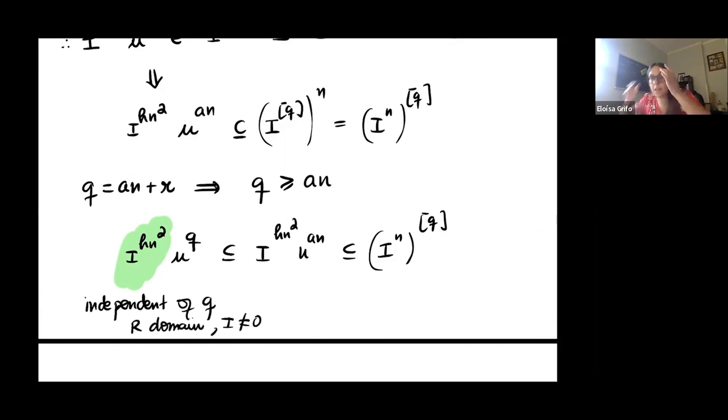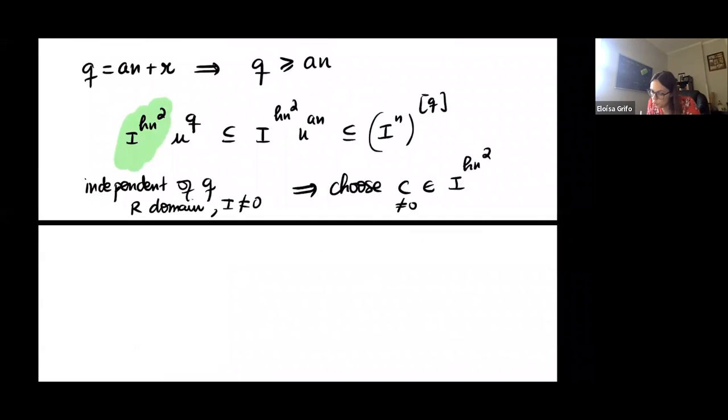I didn't put that in my assumptions, but I think we all agree that the theorem we're trying to prove is silly for a zero ideal. So we're not going to consider the zero ideal. When I take a power of a non-zero ideal in a domain, I get a non-zero ideal. I have a non-zero ideal that has nothing to do with Q. I can choose a C that's inside of this power, and that is non-zero. And now choose that favorite C that's independent of Q, and you conclude that this happens.